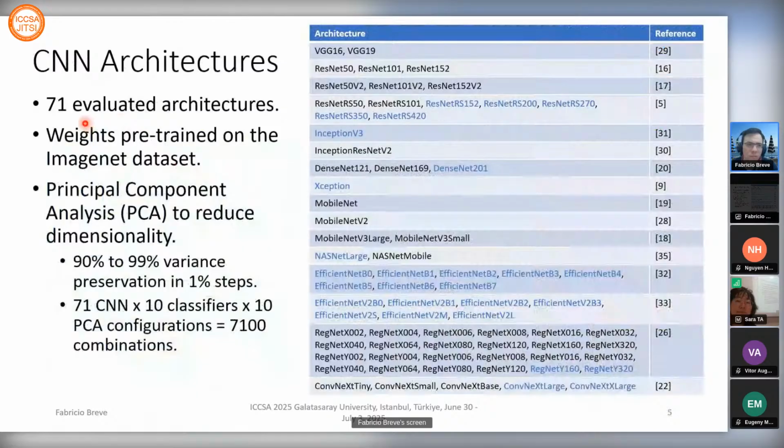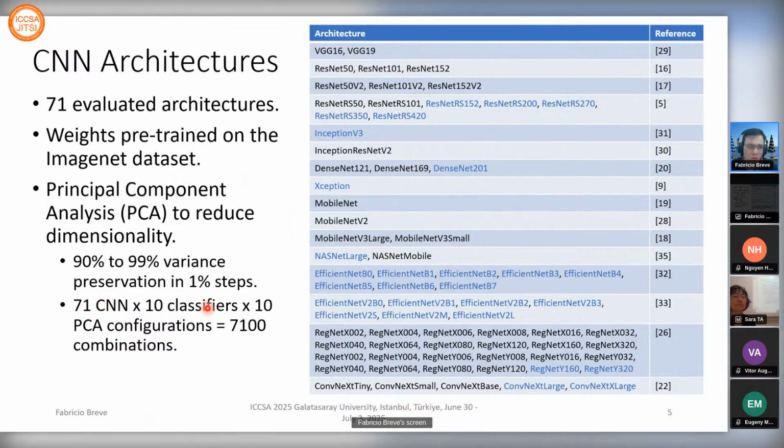Here are the 71 evaluated architectures. Some of them belong to the same family, so here they are separated by family. 71 in total. Weights were pre-trained on the ImageNet dataset, so it's a transfer learning scenario. We use principal component analysis to reduce the dimensionality of the network features. So instead of using thousands of features, we kept only 90, 95, or 99% of the variance from the original features.